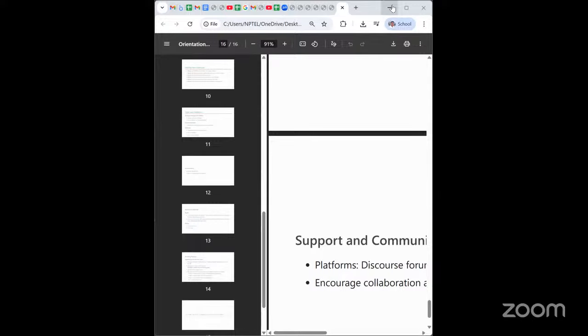Sir, what about the lab component? Yes, the lab component. From week 3 onwards, we are discussing how to create our own customized kernel and add one hardware module.